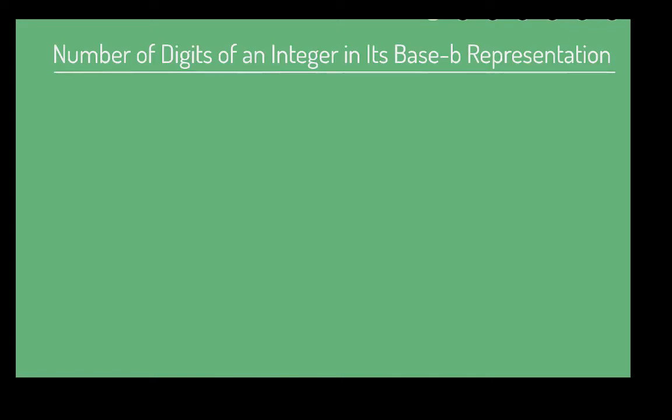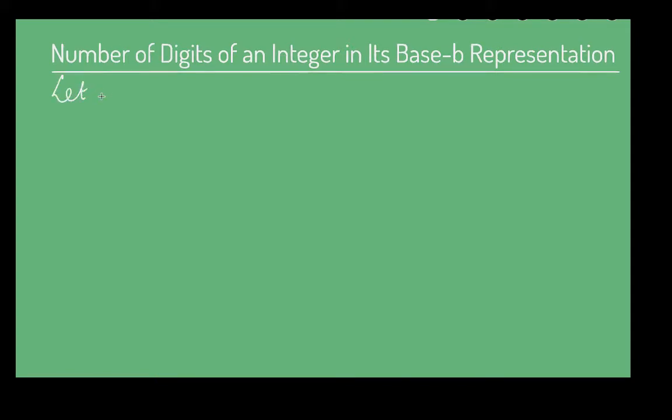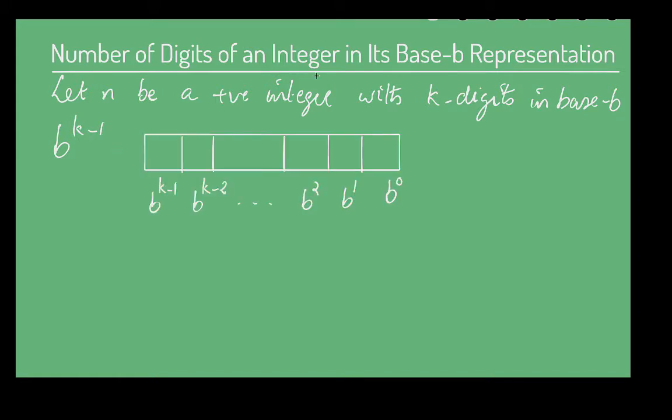Today, let us find the number of digits of an integer in its base b representation. Let n be a positive integer with k digits in base b. But we know that b raised to k minus 1 can be expressed as the number 1 0 ... 0 0 0 in base b. So this is in fact the least integer with k digits in base b.